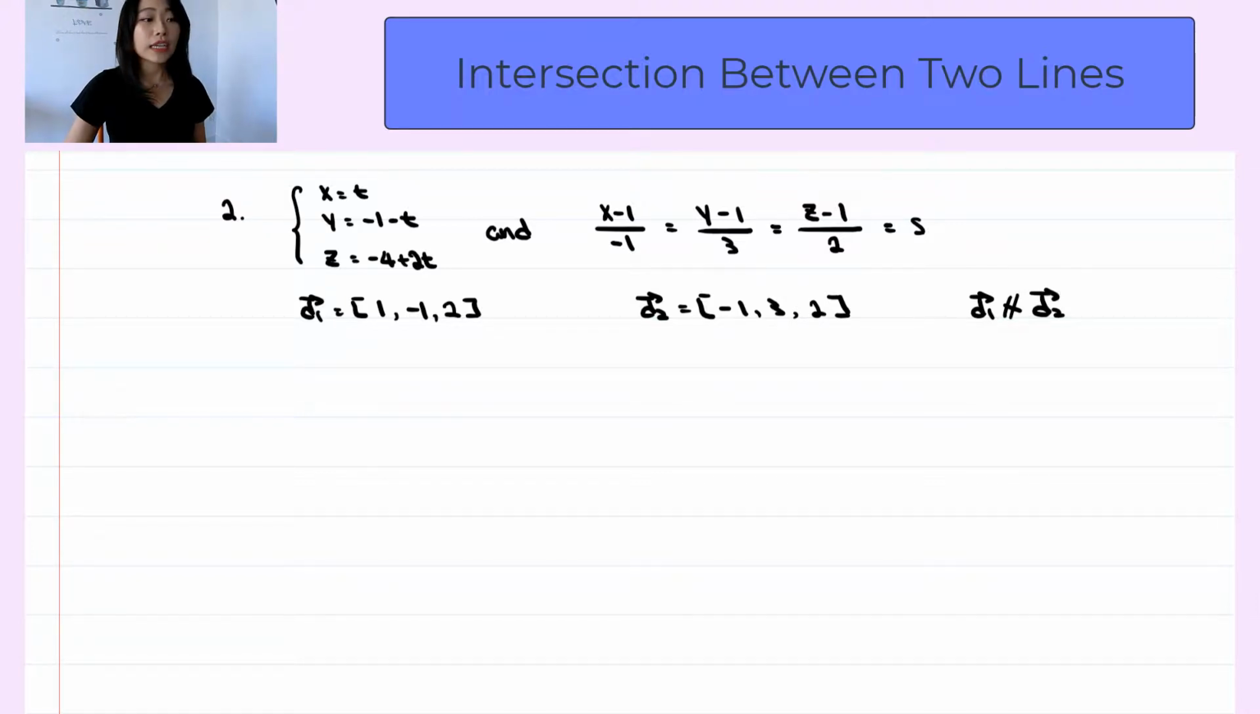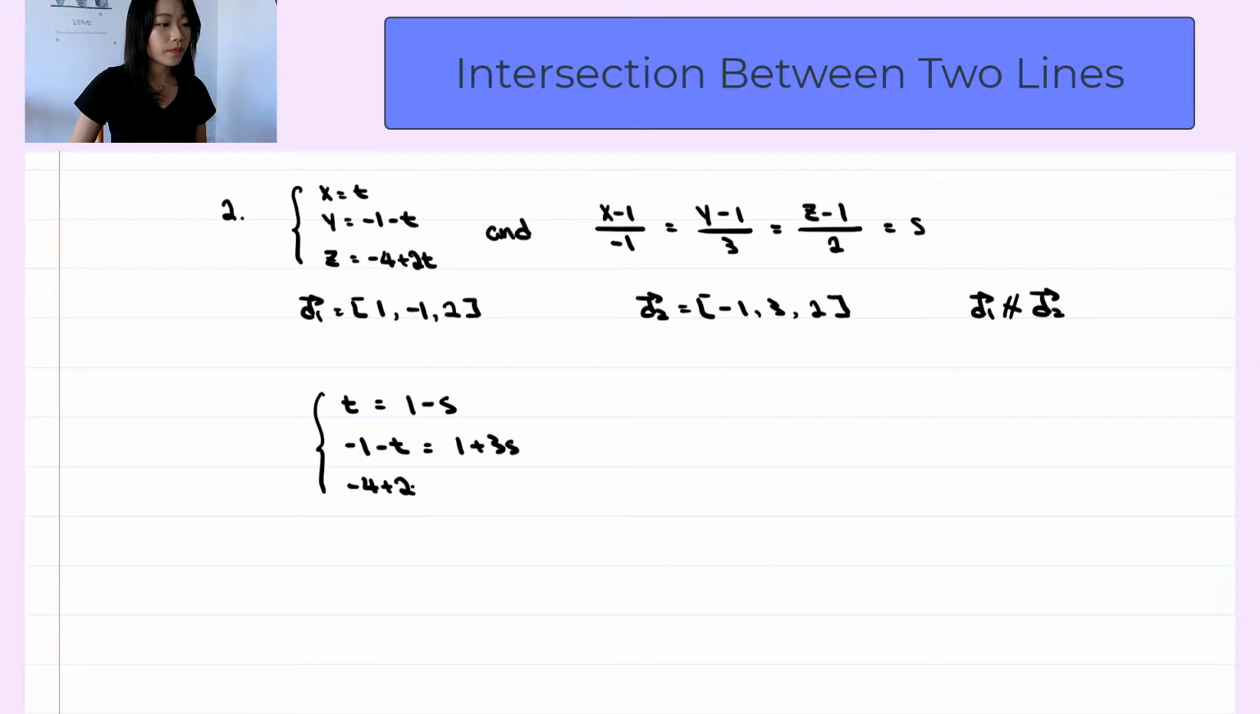So we are going to equate the components. For x, the first line is t. For the second line, I have 1 minus s. And for y, the first line is negative 1 minus t. For the second line is 1 plus 3s. And for z, the first line is negative 4 plus 2t. And the second line is 1 plus 2s.